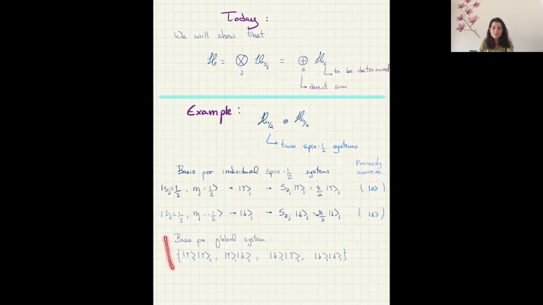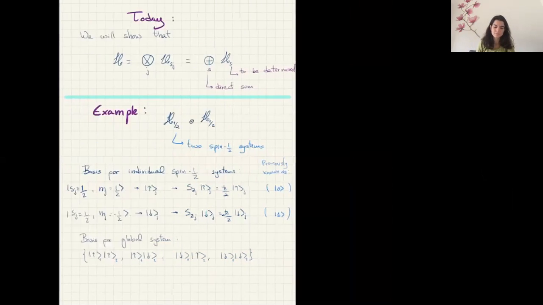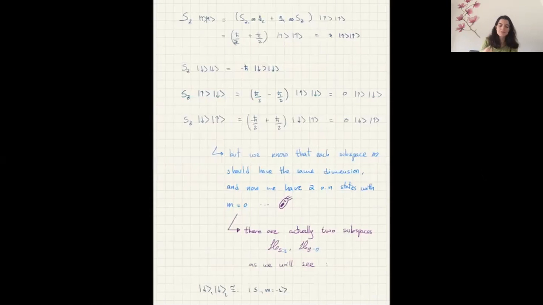So then we can have a basis for the global system. Because we have a basis for the individual systems, the global one could be just up up, up down, down up, down down. This is exactly the same as saying we have 00, 01, 10, and 11, right? It's exactly the same, just with different symbols. But we'll see. So now we can try to look at the action of the global angular momentum Z on each of these states. Okay, so we can do one by hand.